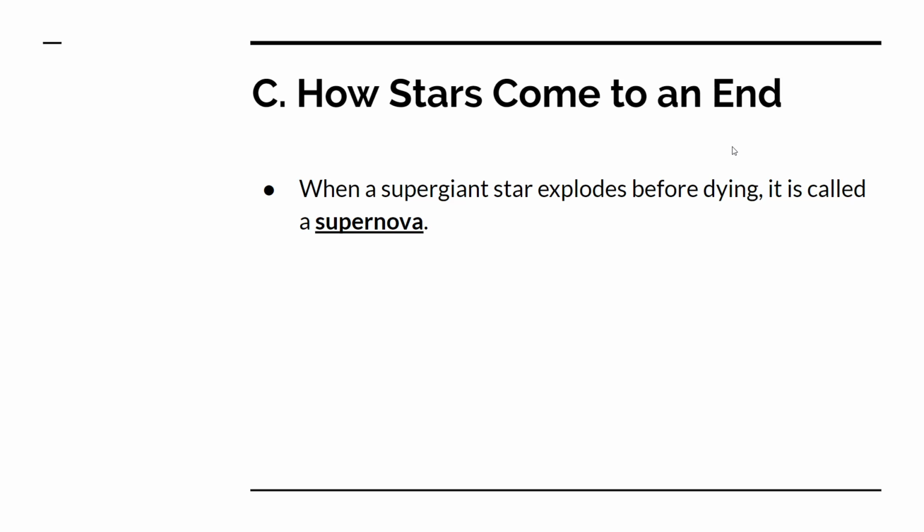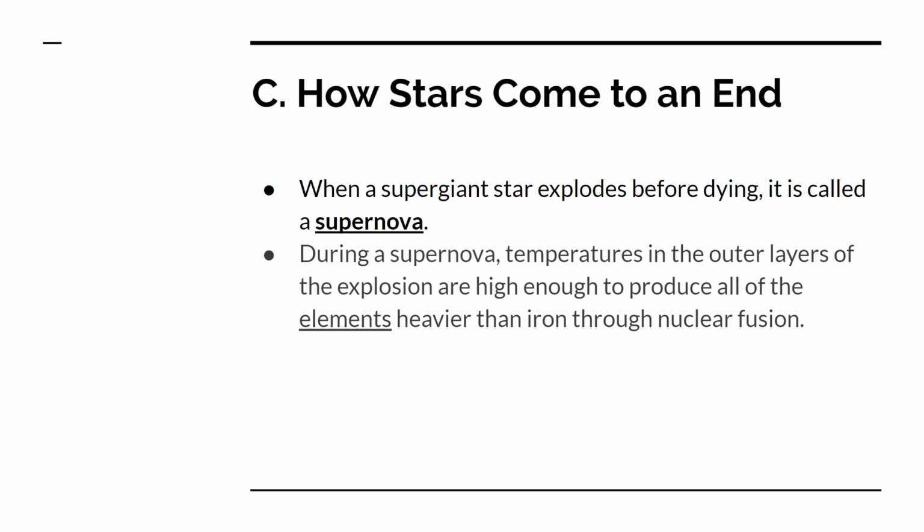But it's possible that a star never gets to slowly die like that. Instead, when a supergiant star explodes, it's called a supernova. During a supernova, temperatures in the outer layers of the explosion are high enough to produce all of the elements heavier than iron through nuclear fusion. What that means is the explosion is so massive that atoms are combining that probably shouldn't be combining and making elements all over the place. So all of the elements on the periodic table are formed by these supernovas, essentially.